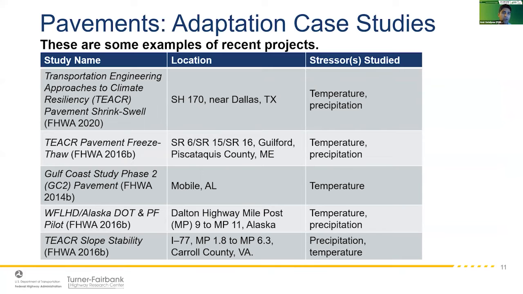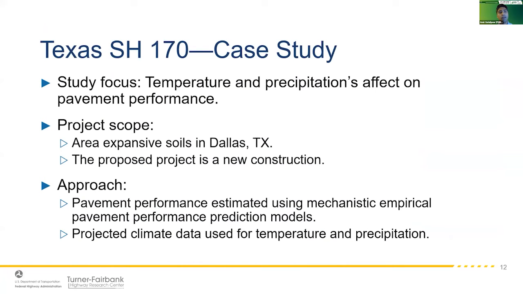The first one that I'm going to talk about is the one that we did in Dallas, Texas. The proposed project was a new construction, and we wanted to study the temperature and precipitation impact on the pavement. However, we were trying to use the future climate projections, and we wanted to use basic pavement design software to see what's going to happen.